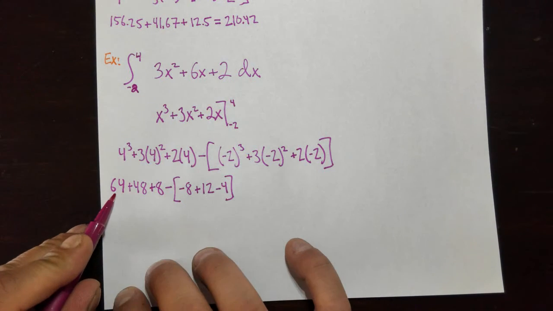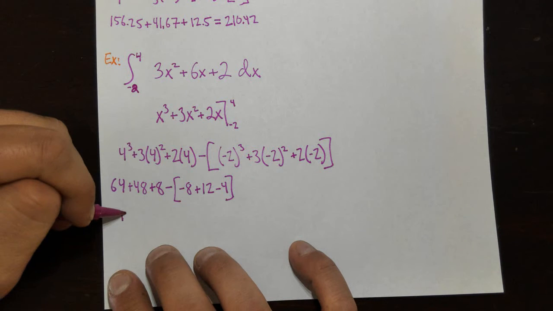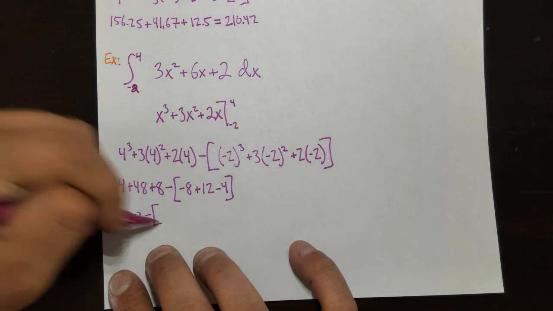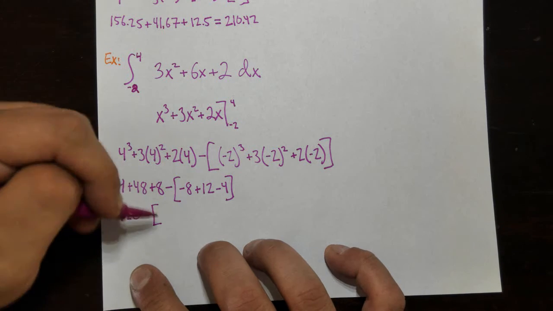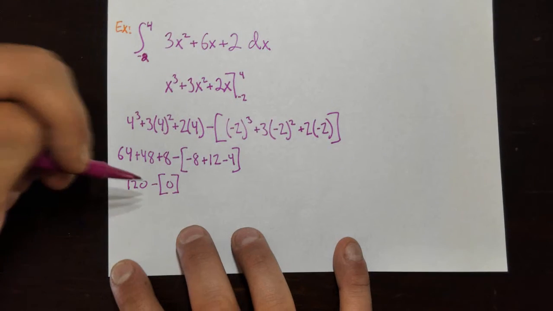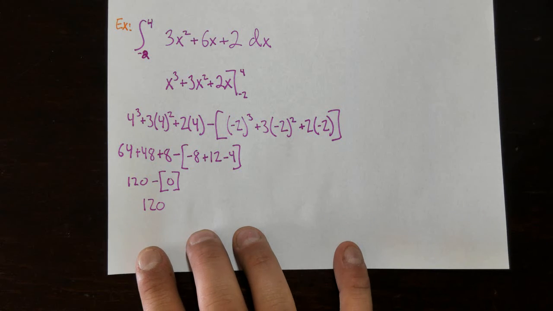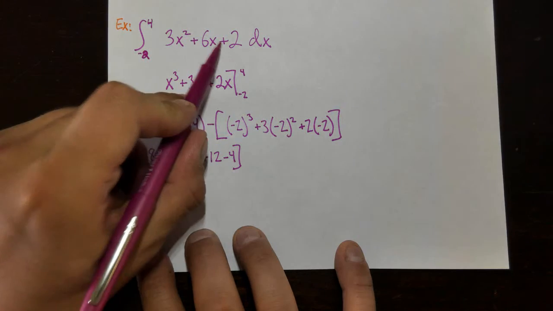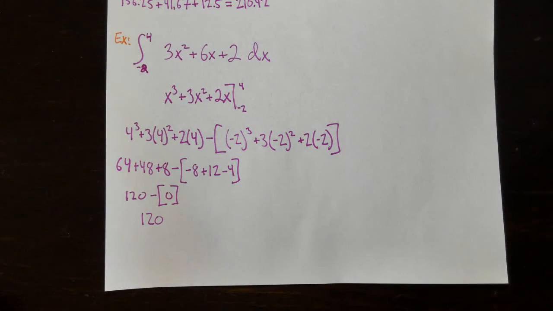So 64 plus 48, that's 112, plus 8 is 120. Minus, this is, let's see, negative 8 plus 12 is 4, minus 4 is 0. Wow, it just happened to be 0. Okay, so our answer here is 120. So that's the area under this curve between negative 2 and 4. Awesome.